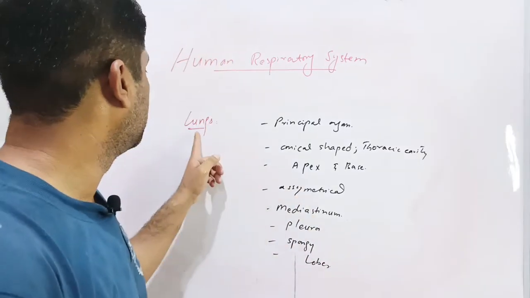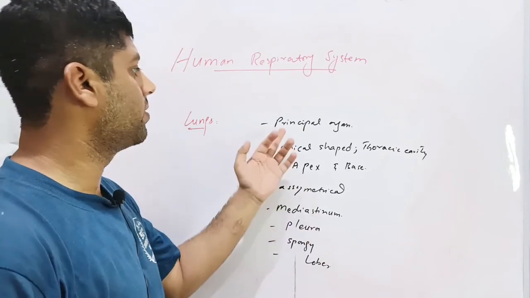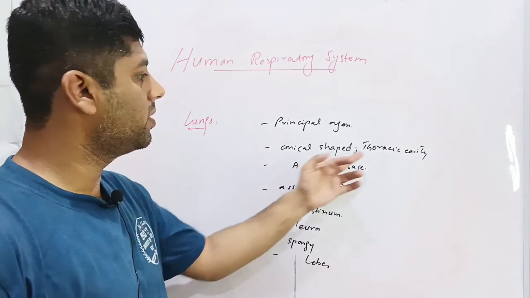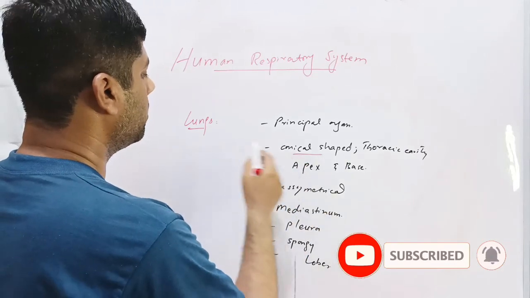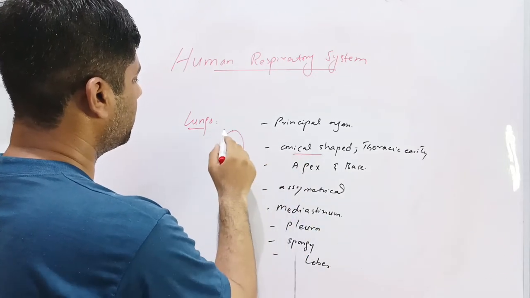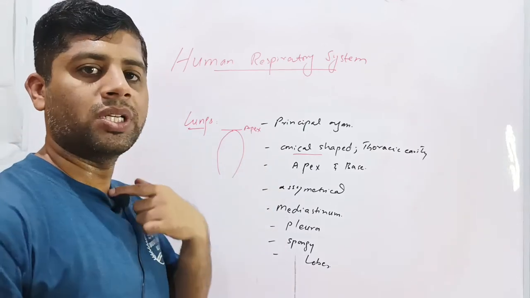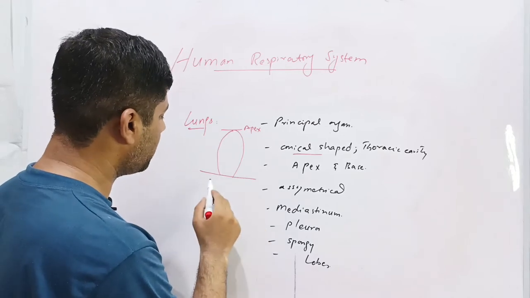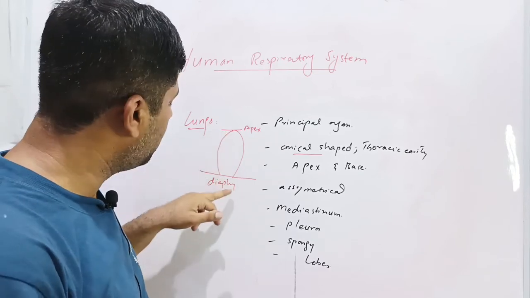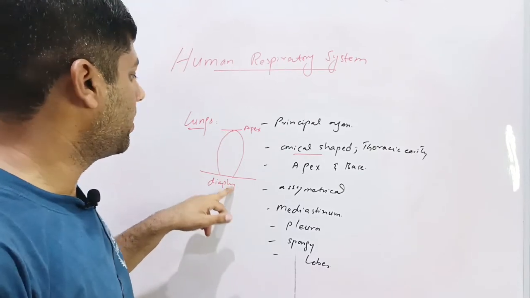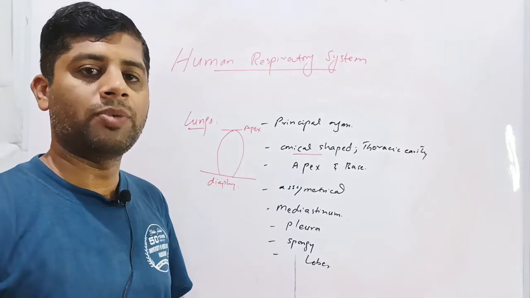Next are the lungs. Lungs are paired organs. These are the last, final and principal components of the respiratory tract. They are present in the thoracic cavity or chest cavity, and they are two in number. They are conical shaped. The apex of the lungs is on the upper side of the chest, just lying below the clavicle bone, while the base of the lungs is resting on the diaphragm. The diaphragm is the muscular flap which separates the thoracic cavity and abdominal cavity.